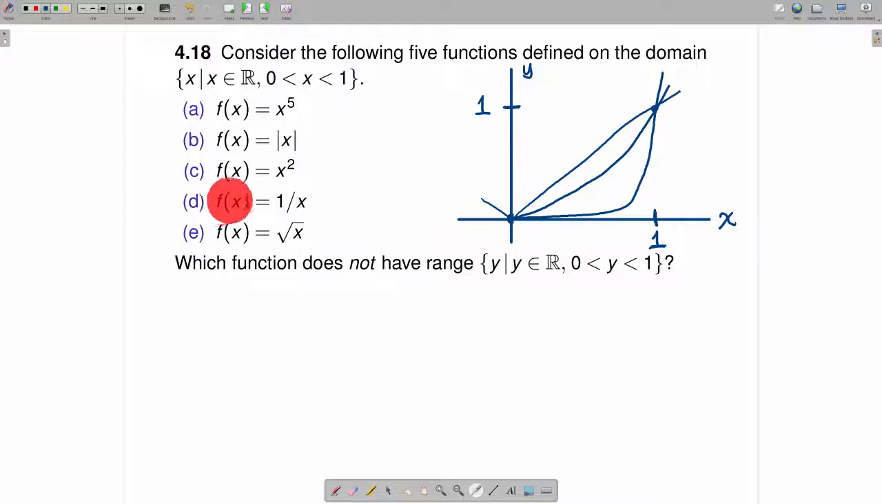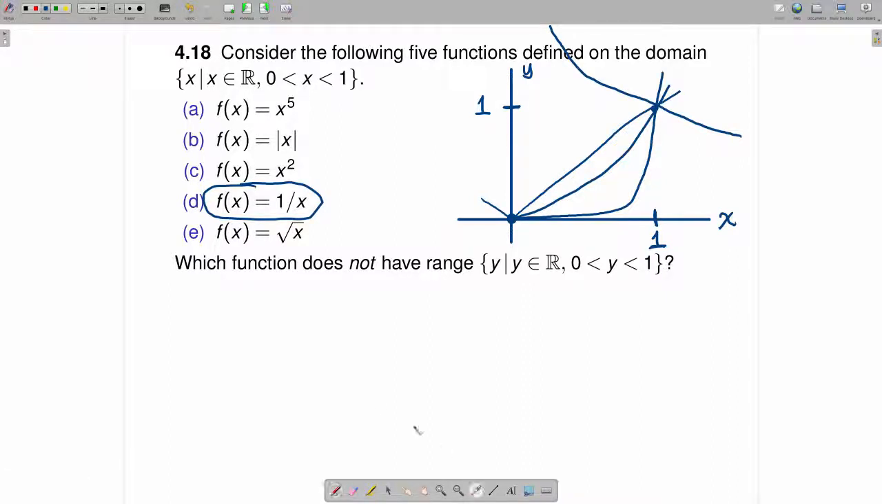The next one is y equals 1 over x, and that one is the answer, because y equals 1 over x, I'll go as far as I can up here, looks something like this. It'll pass through the point 1, 1 like the rest of them, but on the domain from 0 to 1, this thing actually has a range from 1 to infinity, so that one is the right answer.